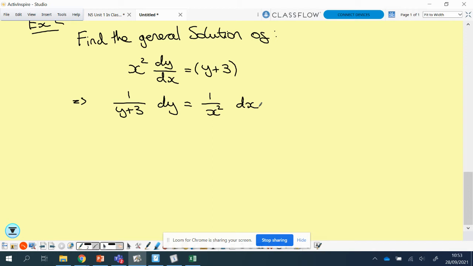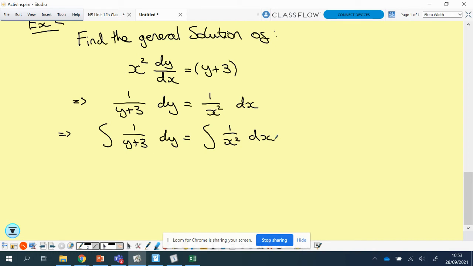Okay. I've now got my y's on the left hand side and my x's on the right hand side, so I can now put my integration signs on. The integral of 1 over y plus 3 dy equals the integral of 1 over x squared dx. Okay, so that's what I'm going to do.